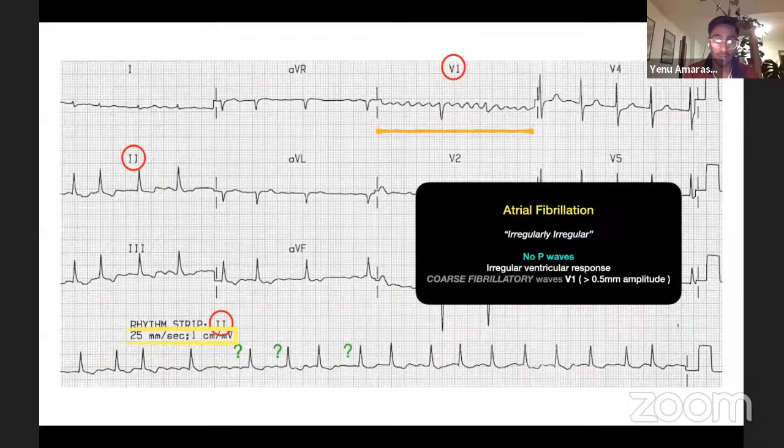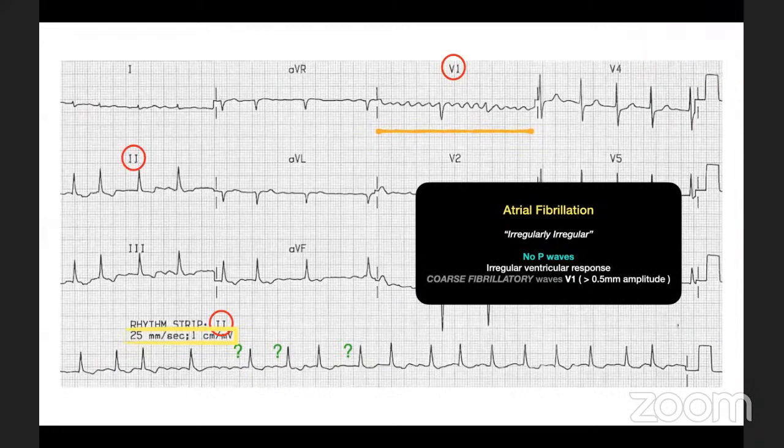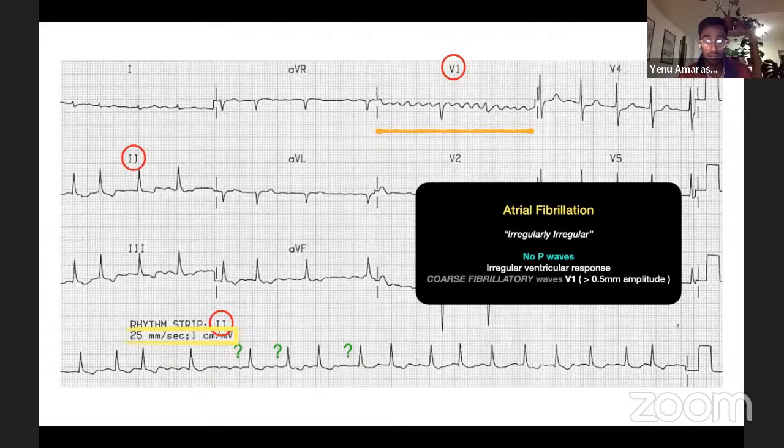It's one of the common things you may encounter in the ward, along with the other 2 things that we saw, being an MI or ventricular tachycardia. Another way to describe this is that it's irregularly irregular. It's a bit of a mouthful, but yeah.